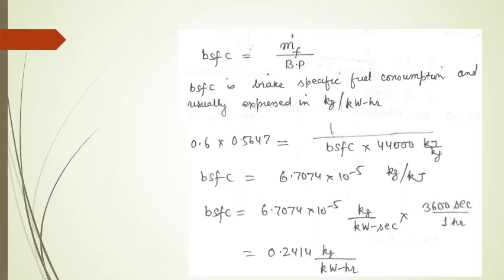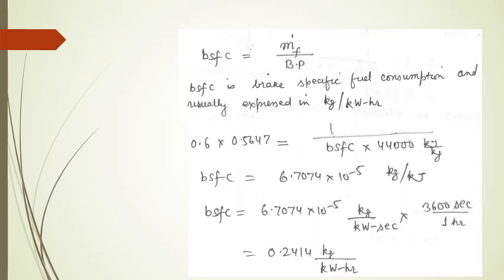on the left hand side, which is efficiency and which is expressed as 0.6 into 0.5647, that is bearing no unit, because it is basically the value for brake thermal efficiency. On the right side of this equation, we are having 1 upon BSFC into 44,000 kilojoule per kg. Now you know that the numerator is having no unit and the denominator also has to be unitless.